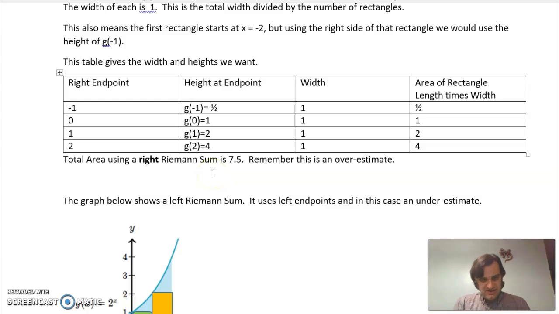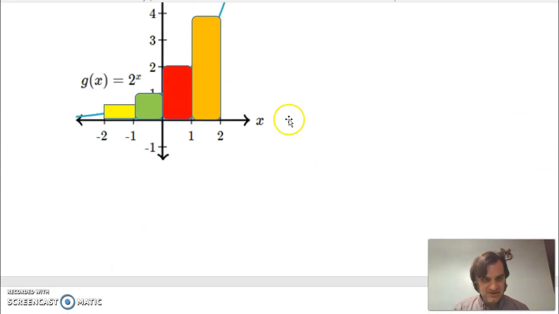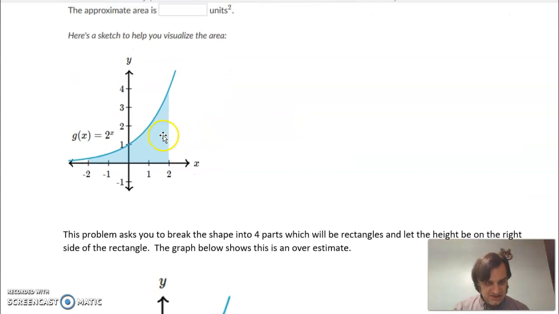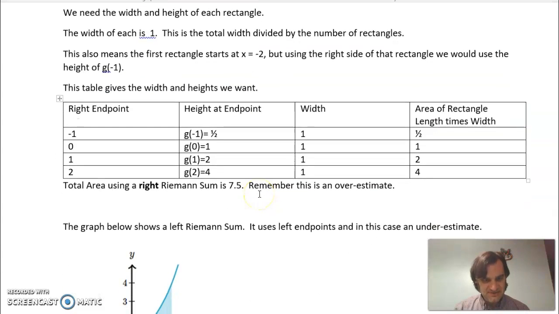And a Riemann sum is just the total of all those figures added together. But in this case, it's an overestimate. Okay? So we know that the area under that curve that we started with way up here should be less than 7.5. But the right Riemann sum does give us 7.5.